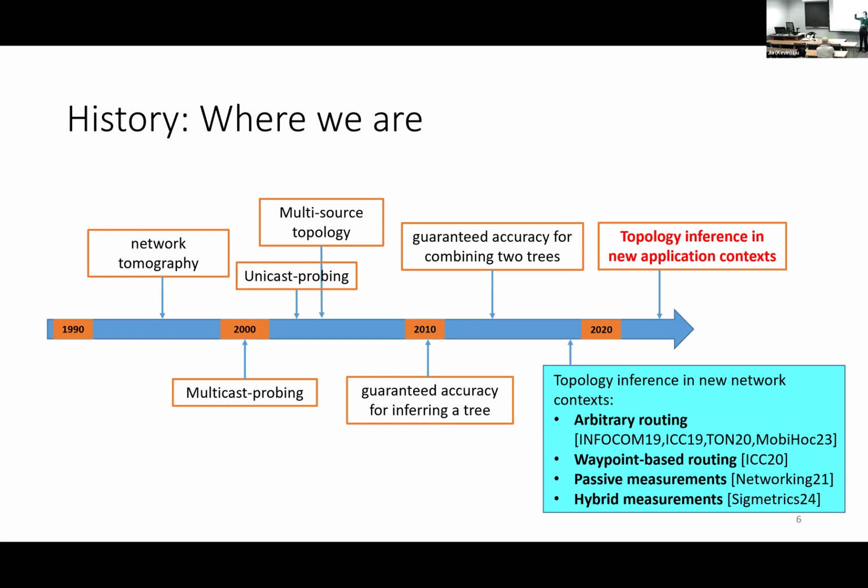And then if you do this probing and inference rooted at multiple probing sources, you can try to combine those trees to give you an n by n topology. That's the so-called multi-source topology inference.